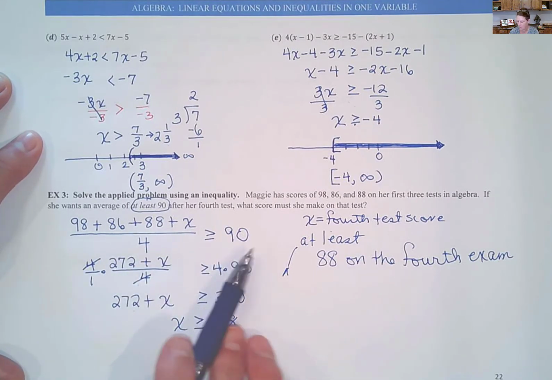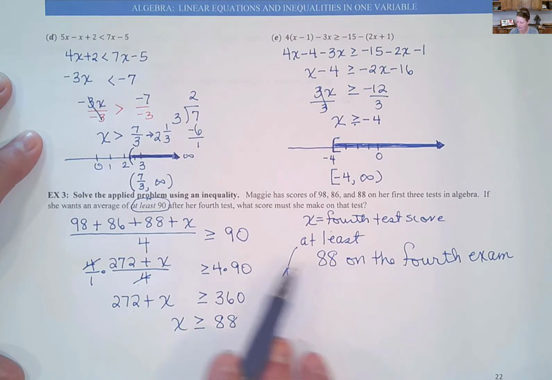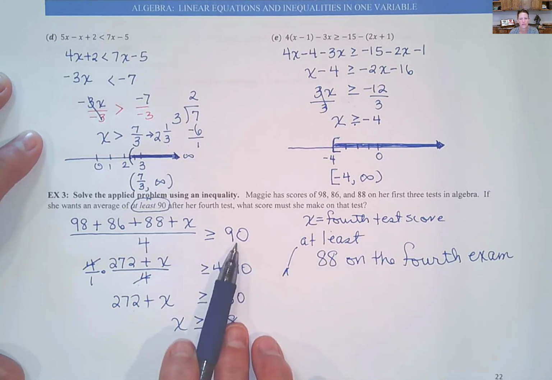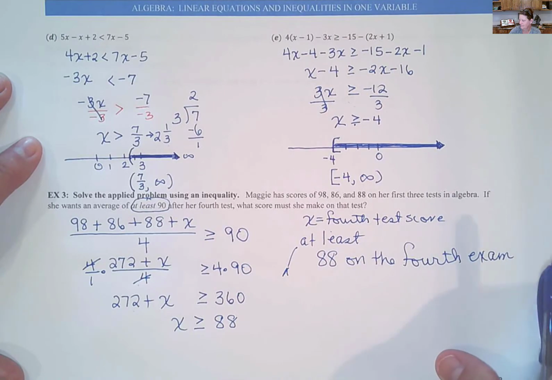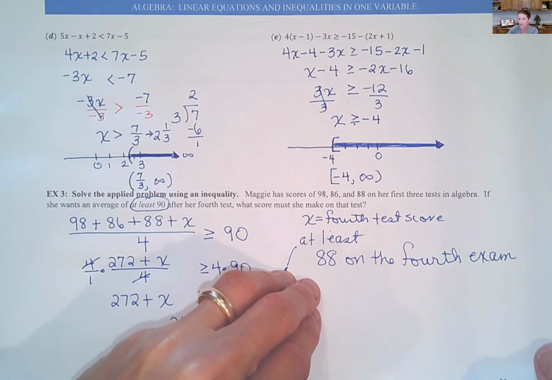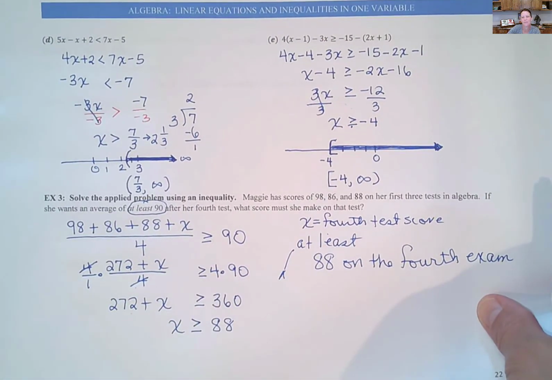If she scores higher than 88, then that average will be higher or greater than the 90. So that's a neat little application. It's something you might actually use later this semester.